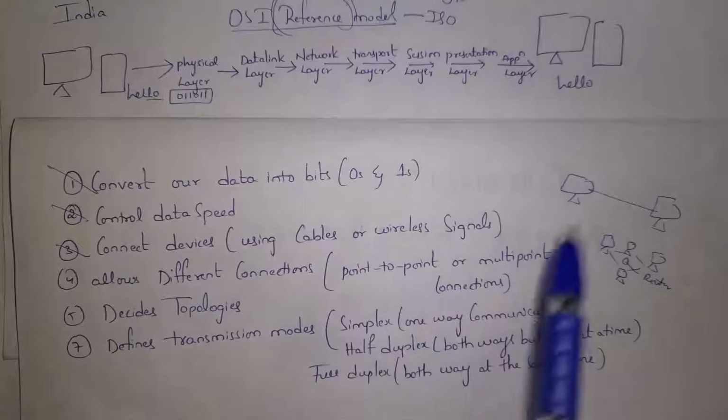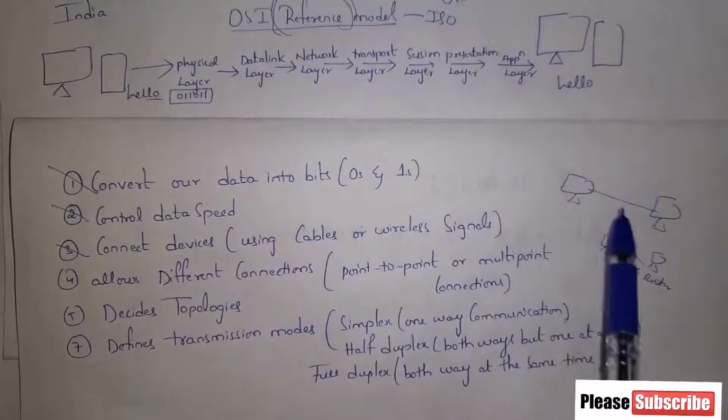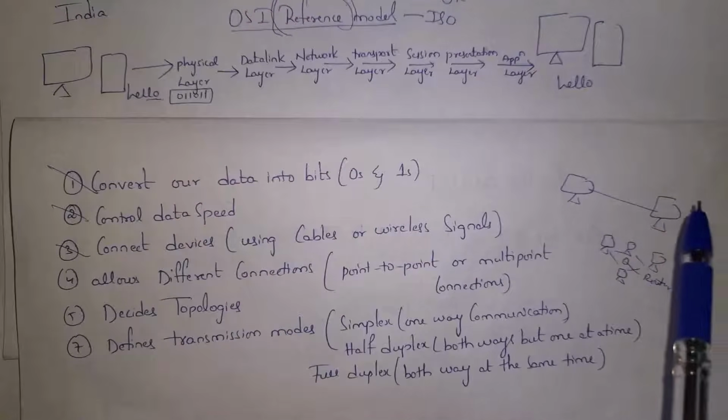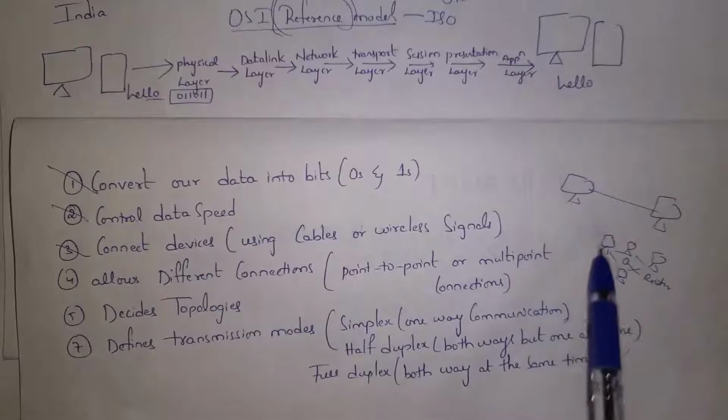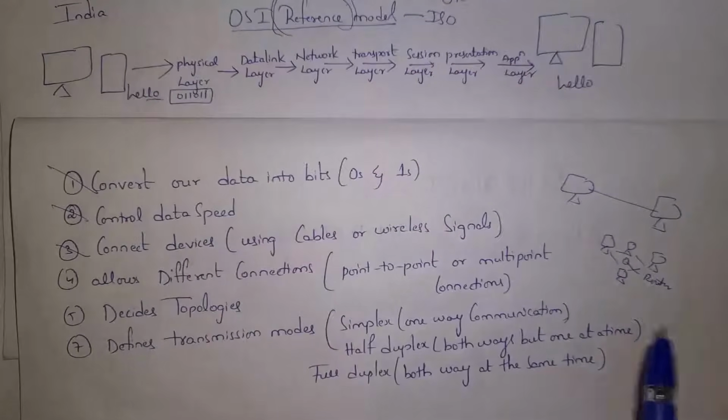Point-to-point connection is nothing but if we connect two devices directly by using a cable, then we call it a point-to-point connection. Whereas multi-point connection means all devices are connected by using a router. This is an example of multi-point connection. So the physical layer will support different types of connections.